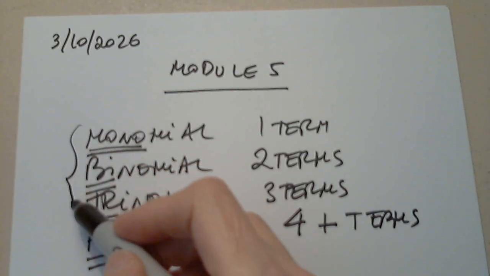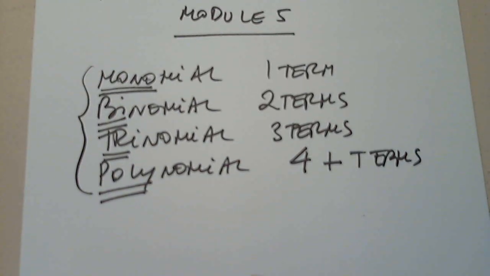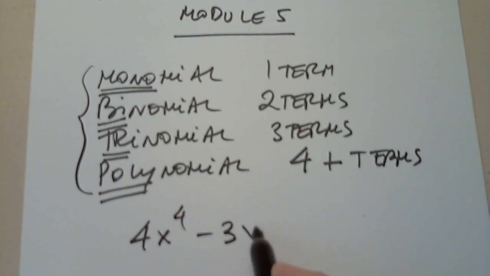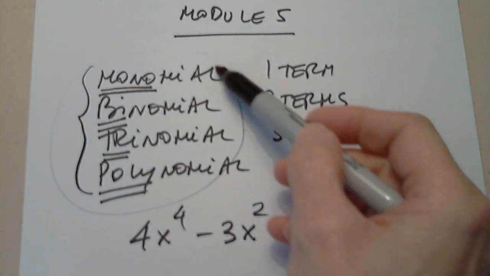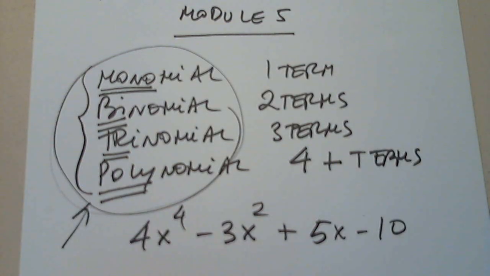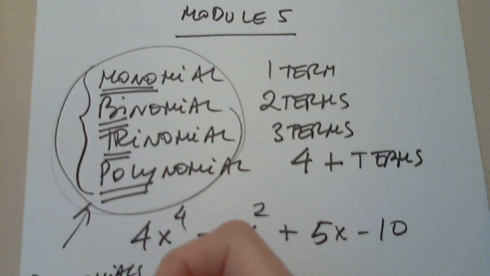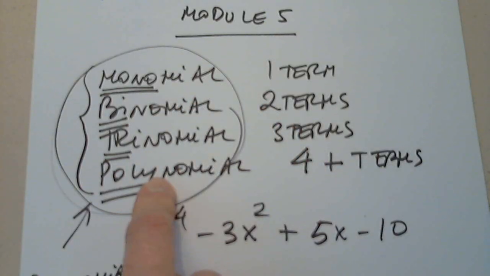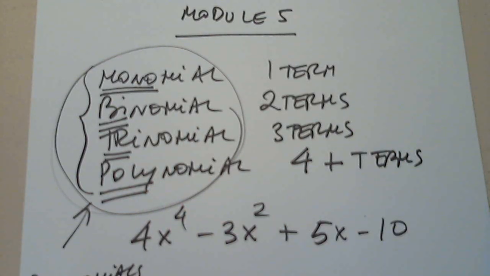It is important to understand and remember the terminology. A monomial is one term. Here's an example of a polynomial: 4x to the fourth minus 3x squared plus 5x minus 10. So all of these are polynomials. All of them. This is a specific type with one term. This is a specific type of polynomial with two terms. This is a specific type of polynomial with three terms, and so on and so forth.